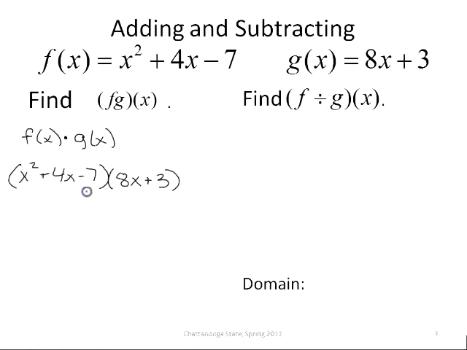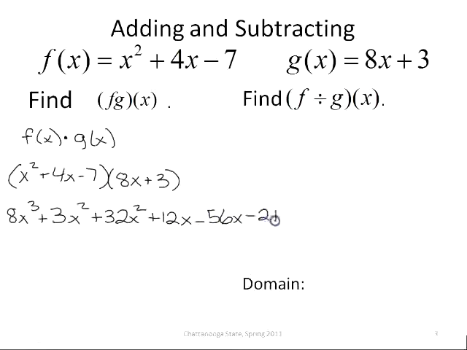In order to multiply these together, I just want to be sure I multiply every term in the first polynomial by every term in the second one. So the x squared times the 8x will be 8x to the third. X squared times 3 will be plus 3x squared. 4x times 8x will be plus 32x squared. And 4x times 3 will be plus 12x. Then finally the negative 7 times the 8x will give me negative 56x, and the negative 7 times the 3 gives me negative 21.